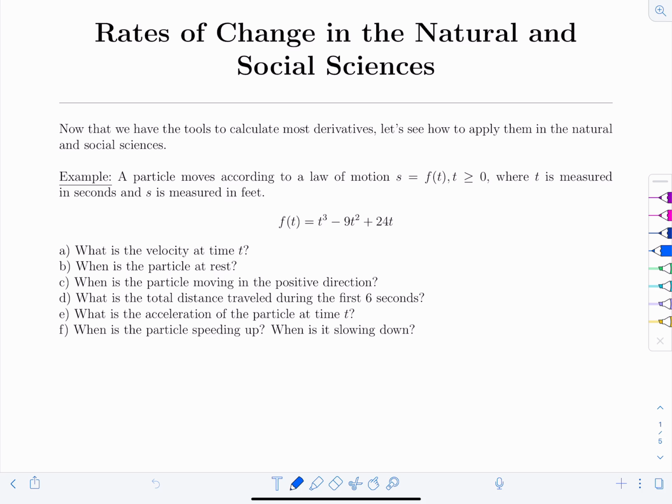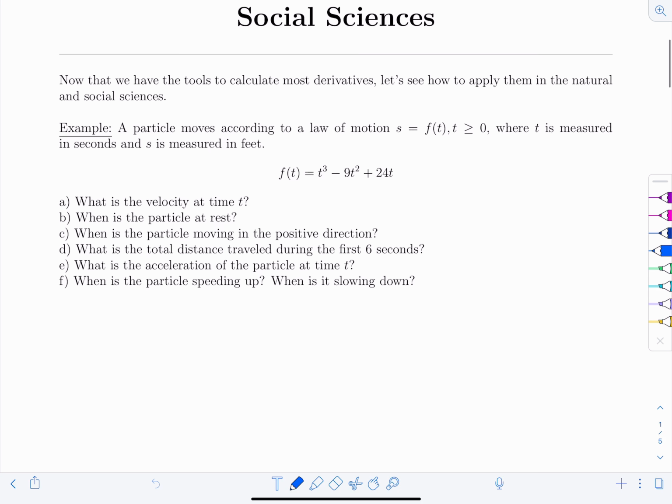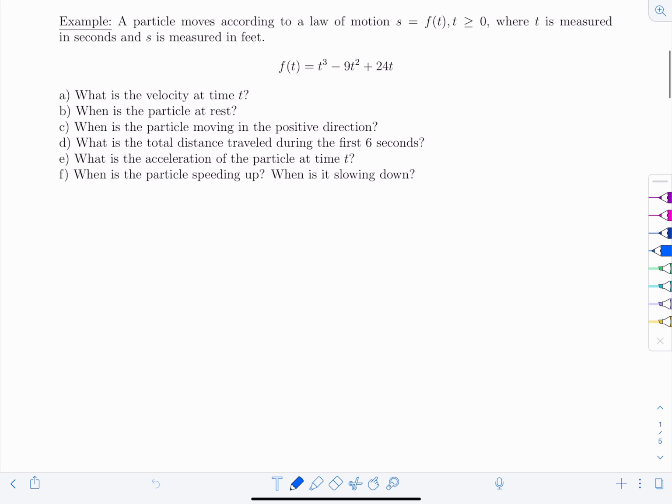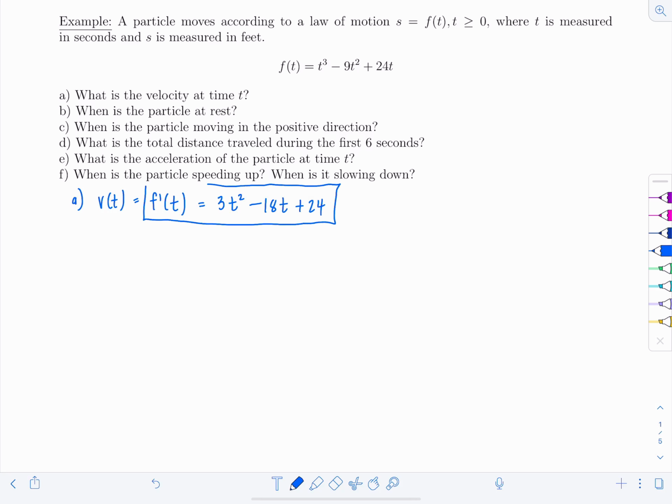All right, part A asks, what is the velocity at time t? So we know the velocity is equal to the derivative of the position function. So v of t would equal f prime of t. All I need to do is differentiate this function. It's a sweet little polynomial, so we just go term by term. Derivative of t cubed is 3t squared. Derivative of the next term is going to be negative 18t plus 24. So there's the velocity at time t. They didn't ask for a specific time, so I'm just giving them the function.